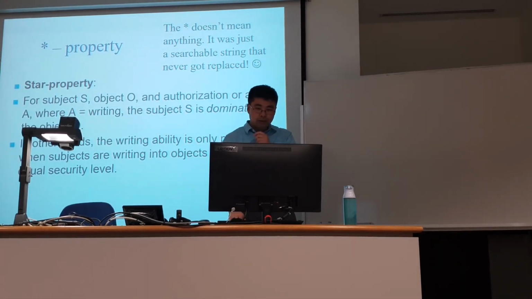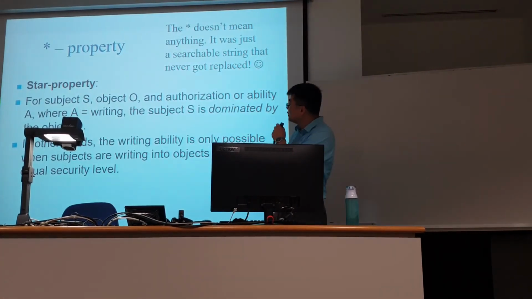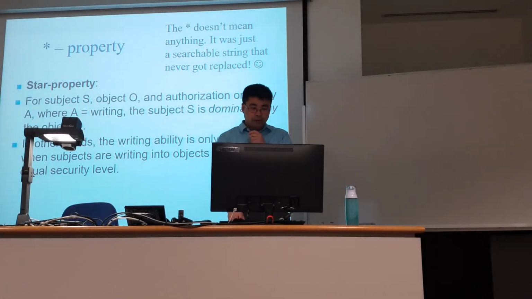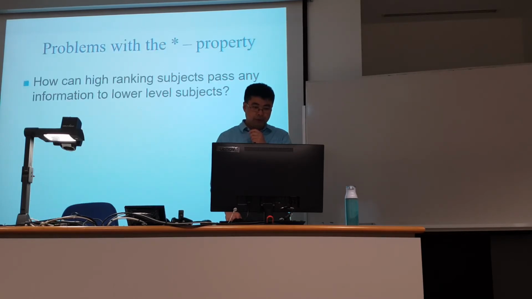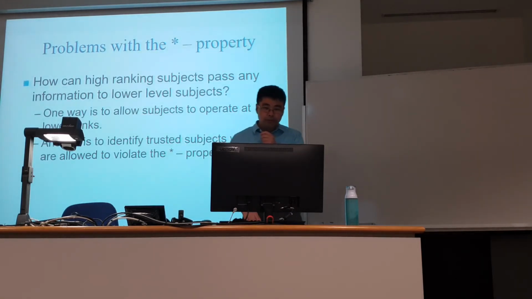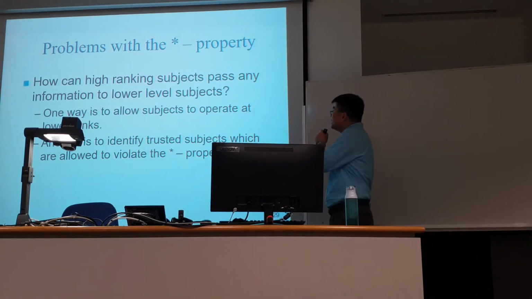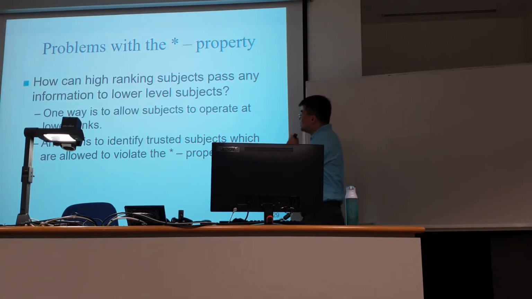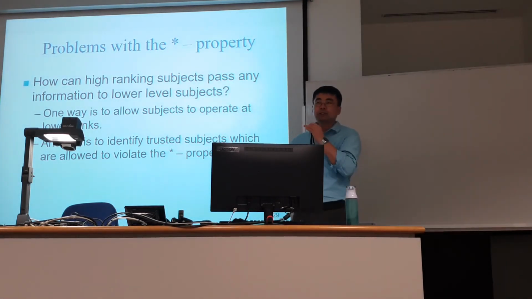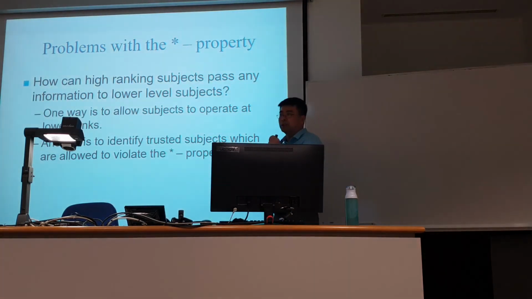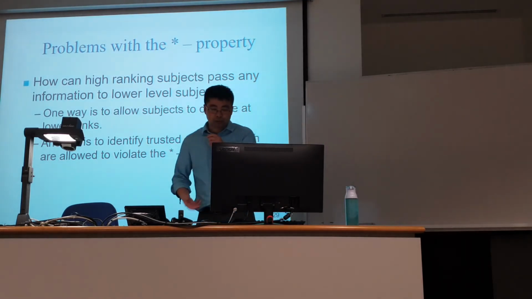So for the lattice model, it's similar to the BLP. We still have the star property and the SS property, right? So no read up and no write down. The one problem with this star property is that sometimes the high rank officer cannot pass information to a lower level officer, because there is no channel that allows information to flow from high level to low level, right? So how do we address this problem?